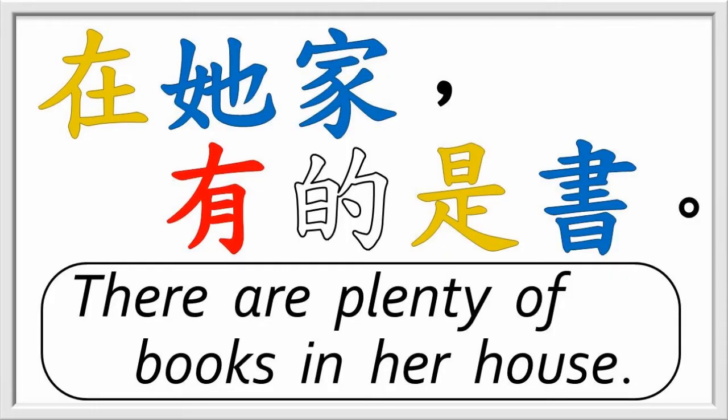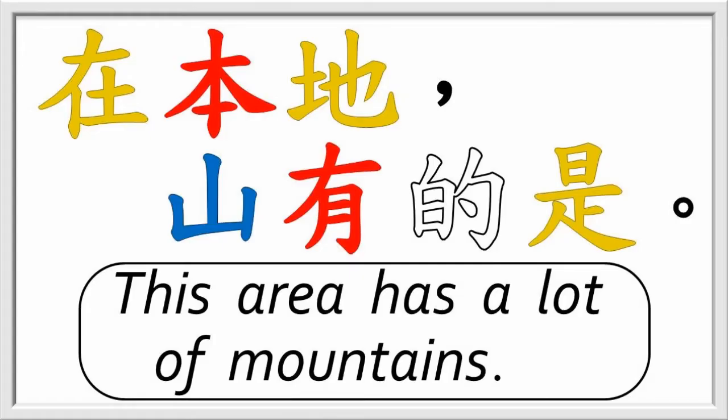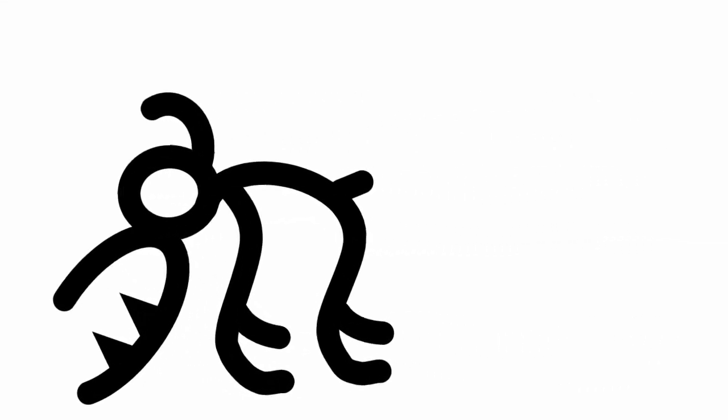Another useful expression is 有的是, meaning there's plenty of something. For example, 在她家有的是书. There are plenty of books in her house. Or you can put the noun first. 在本地山有的是. This area has a lot of mountains. Our next character was originally a primitive drawing of a bear with sharp teeth and claws.